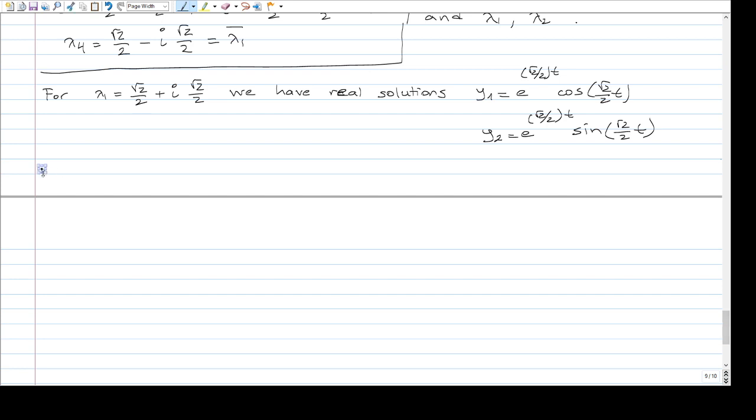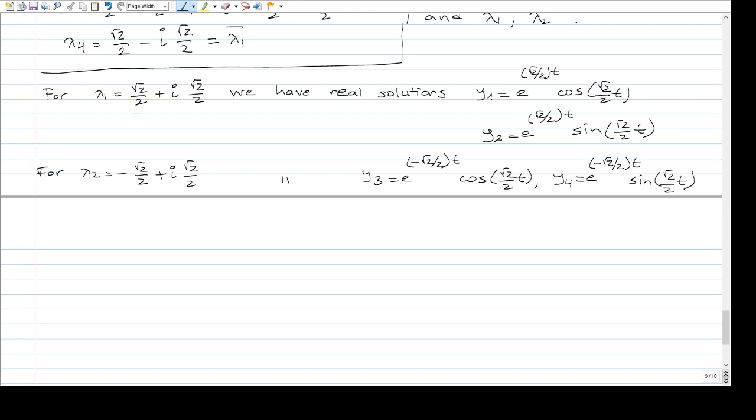And for lambda 2, minus root 2 over 2 plus i times root 2 over 2, we have the real solutions y3, which is e to the minus root 2 over 2 t cosine of root 2 over 2 t, and y4, e to the minus root 2 over 2 t sine of root 2 over 2 t. And finally, the general solution, c1 times y1 plus c2 times y2 plus c3 times y3 plus c4 times y4.